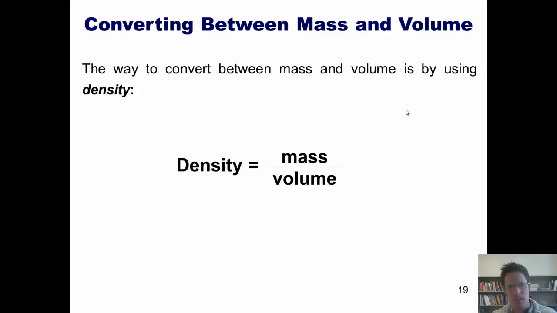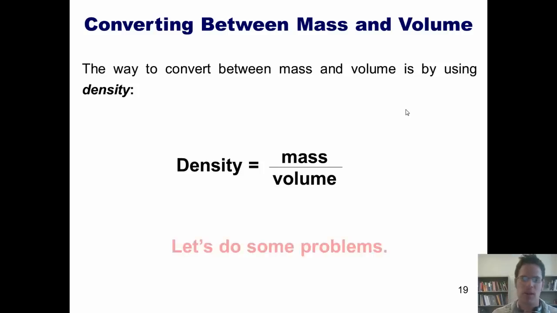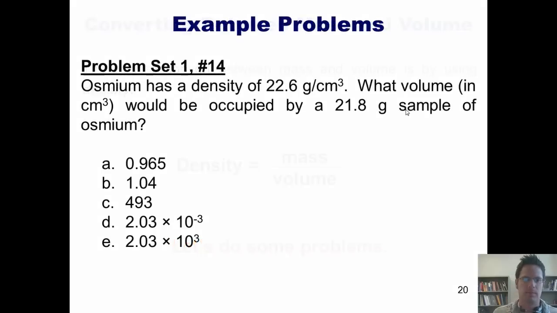So density is once again the weight or mass of something in a certain volume. Now, does that feel okay? Good. Let's go ahead and do some problems. Next one from our problem set: osmium has a density of 22.6 grams per cubic centimeter. What volume would be occupied by a 21.8 gram sample of osmium?